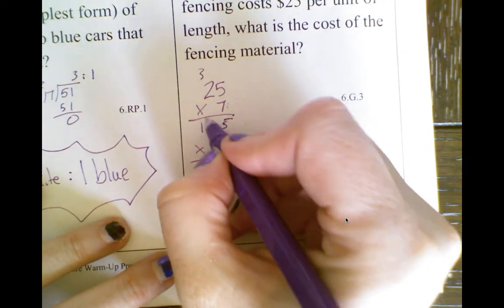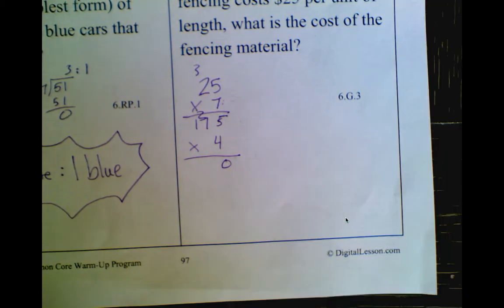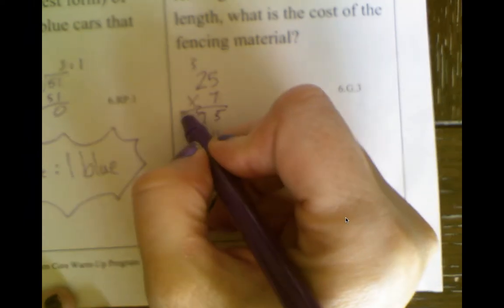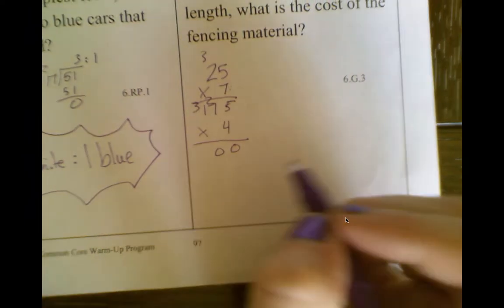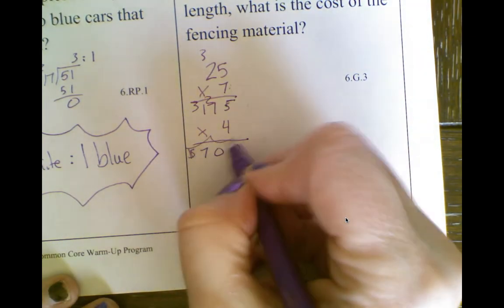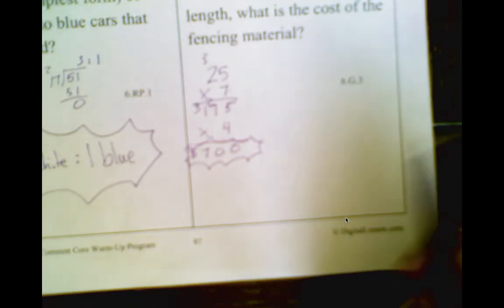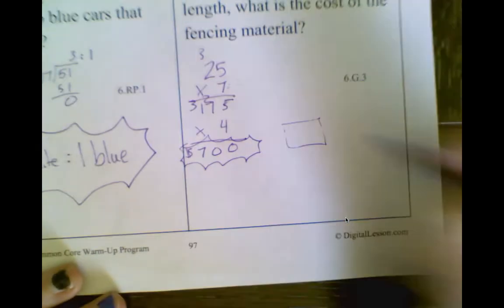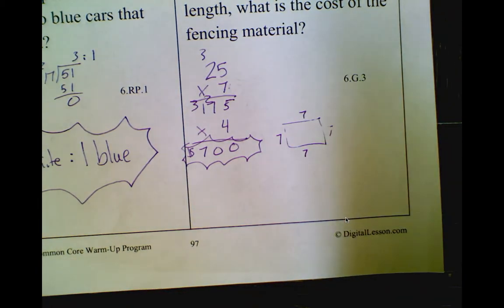So 5 times 4 is 20, carry your 2, drop your 0. 7 times 4 is 28, plus 2 more is 30. Carry your 3, drop your 0. 4 times 1 is 4, plus 3 more is 7. So $700 is what it's going to cost for them to fence their box all the way around. Remember, because it was 7 all the way around.